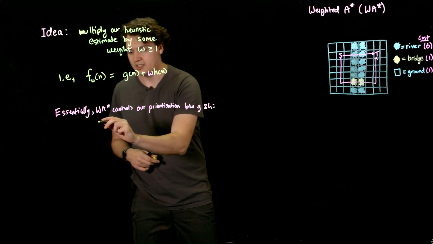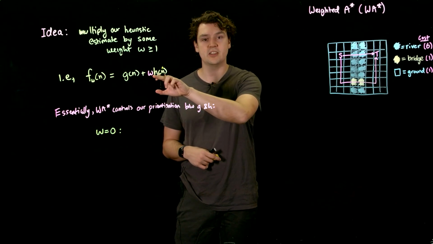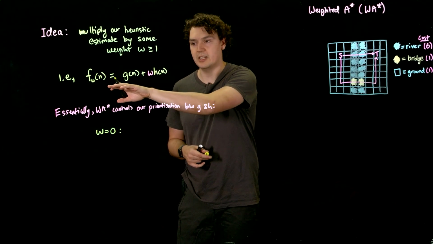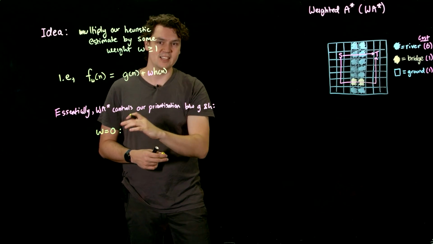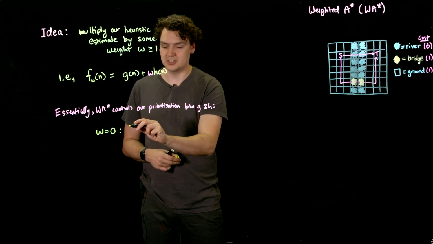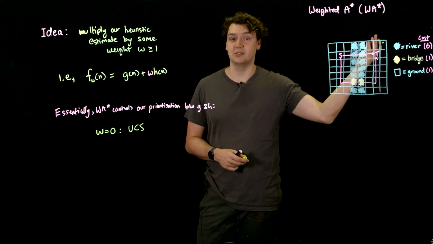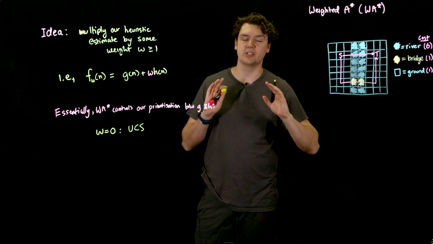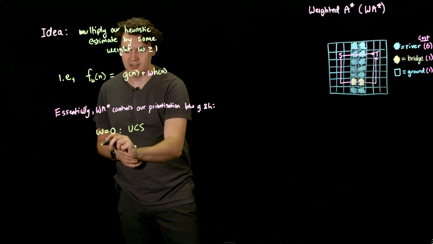So when w equals 0, the whole second term goes away, because you're multiplying the heuristic by 0. What we're left with is just g of n. If you think about it, uniform cost search, UCS, as we've seen before, is actually just a special case of weighted A star when we set the weight to 0. We're saying we want to assign no priority to the heuristic. So we've seen this before. That's kind of interesting to note.